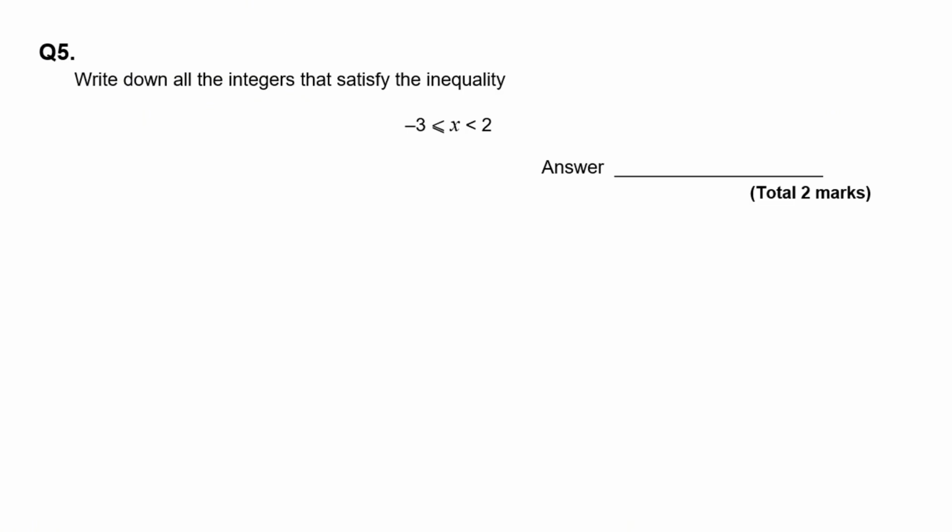Question 5, write down all the integers to satisfy the inequality. So there is a line under this inequality, that means 3 is going to be included. So negative 3, negative 2, negative 1, 0. I just think about my number line all the way up to 2, but not including 2 because there is no line underneath the inequality sign.